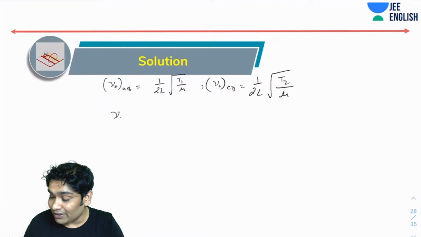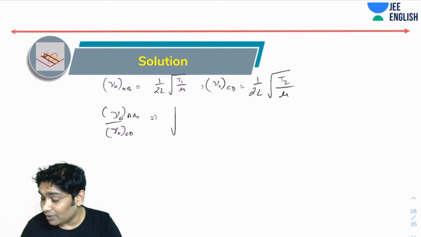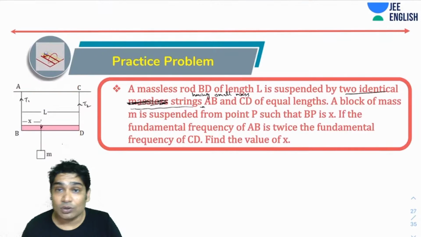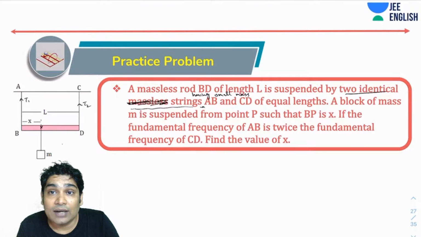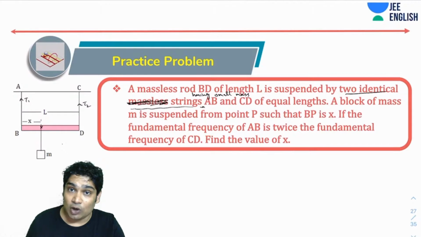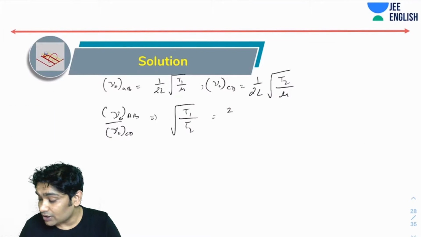So what would be the ratio of AB to CD? The ratio would be root of T1 over T2. And this has been told to me as 2 is to 1, since I was told that the fundamental frequency of AB is twice the fundamental frequency of CD. So that just means that T1 equals 4T2.